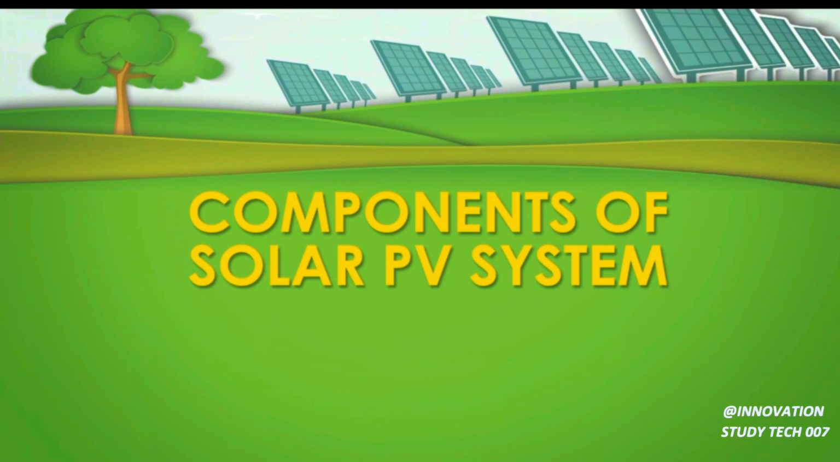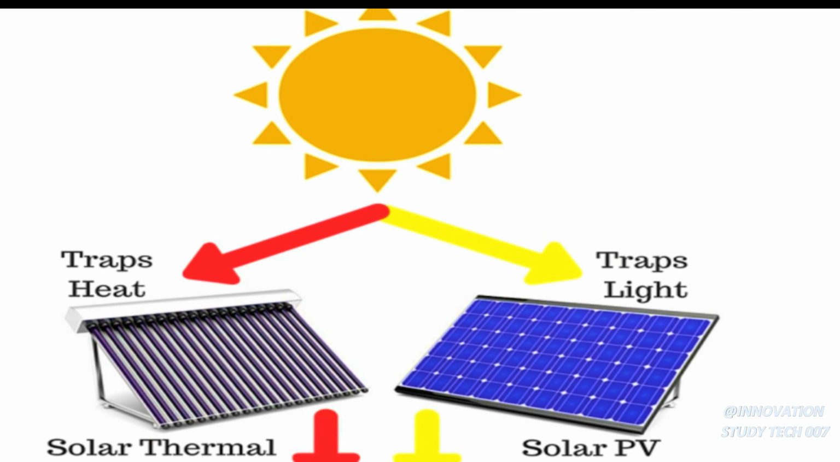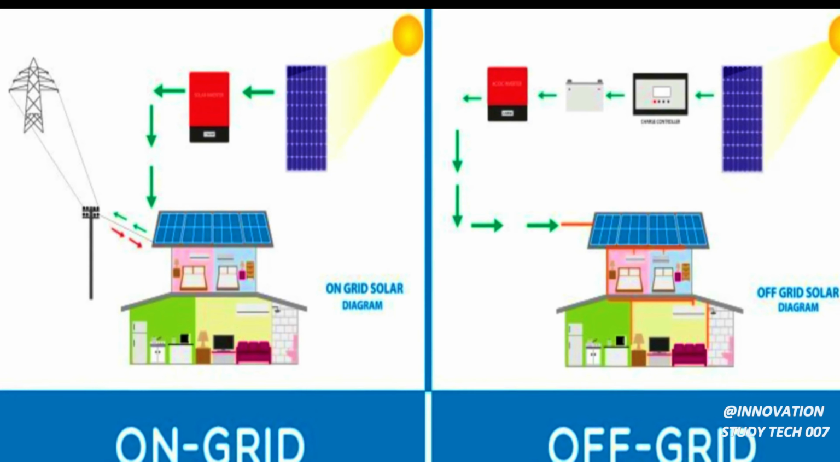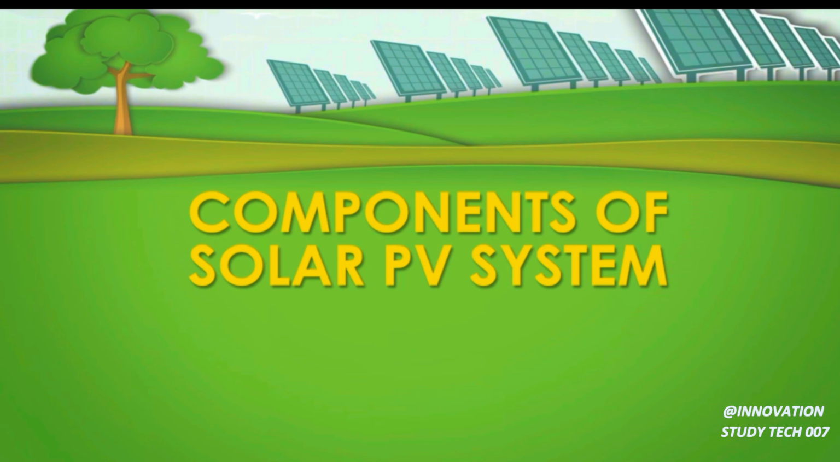Welcome back. In the previous segment, we reviewed the types of solar power plants. We saw their relationship with the fuel, whether they use light or heat, and also their connection with the grid, off-grid or on-grid. In this particular segment, we will see the various components of a solar PV system.